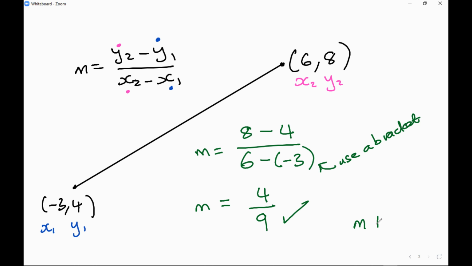Your gradient will always be positive if your line is going this way, and your gradient will be negative if your line is going this way. So just make a note of that. If it's sloping towards the left, it's a negative gradient, and if it's sloping towards the right, it's a positive gradient.